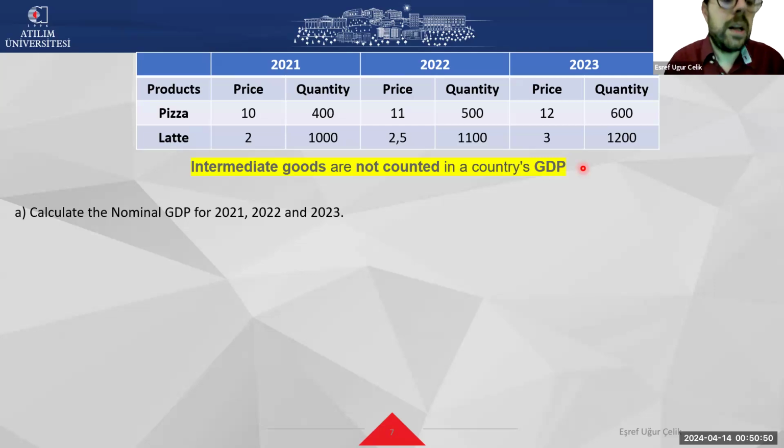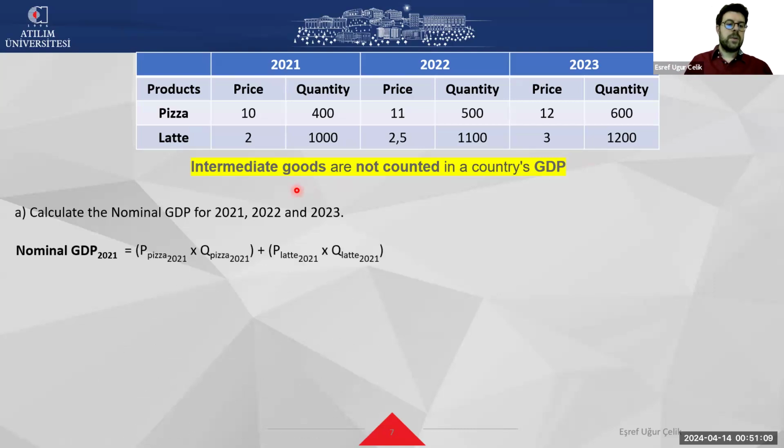Then start the calculation of nominal GDP. Let's start with 2021. In nominal GDP, for each good, we get the price and quantity. What year did I ask you for the calculation of the value? So 10 multiply 400 plus 2 multiply 1000.